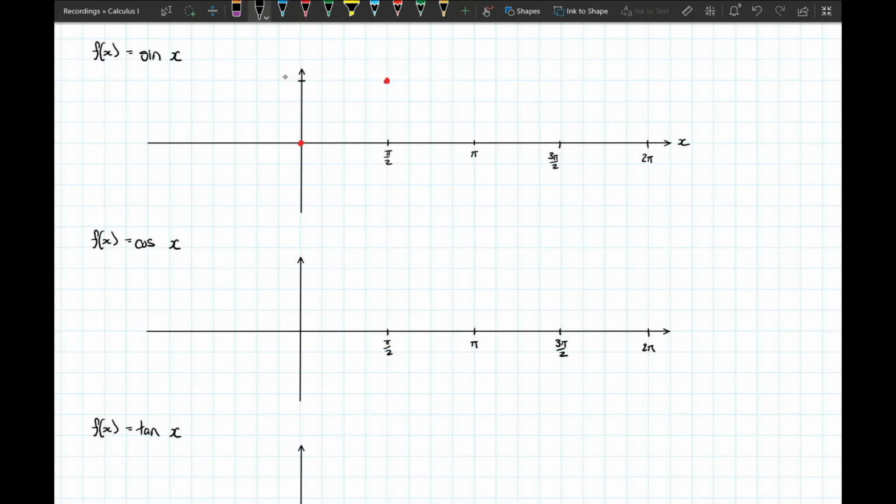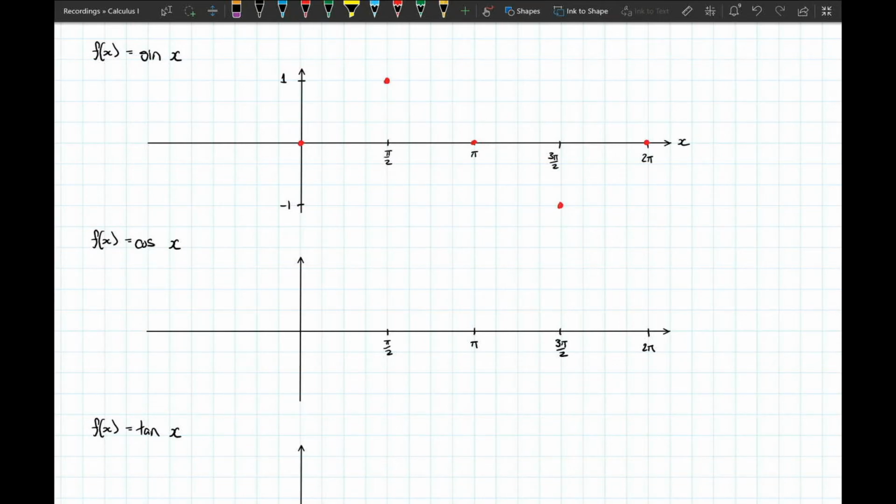So we'll label 1 here on the vertical axis. At pi, that would be halfway around the circle, we end up back at 0. Sine of 3 pi over 2 is negative 1. We'll put negative 1 on the axis here. And at 2 pi, that's all the way around the circle, so we're right back to where we started at sine of 2 pi equals 0.